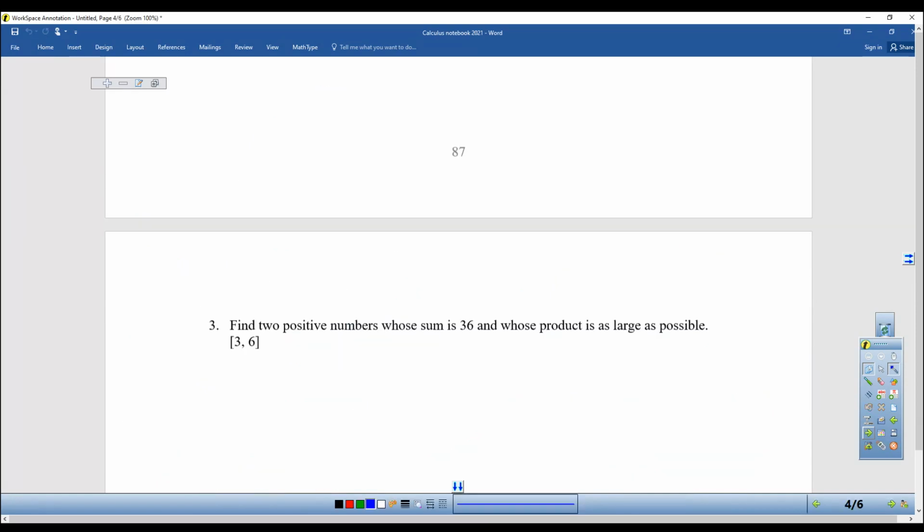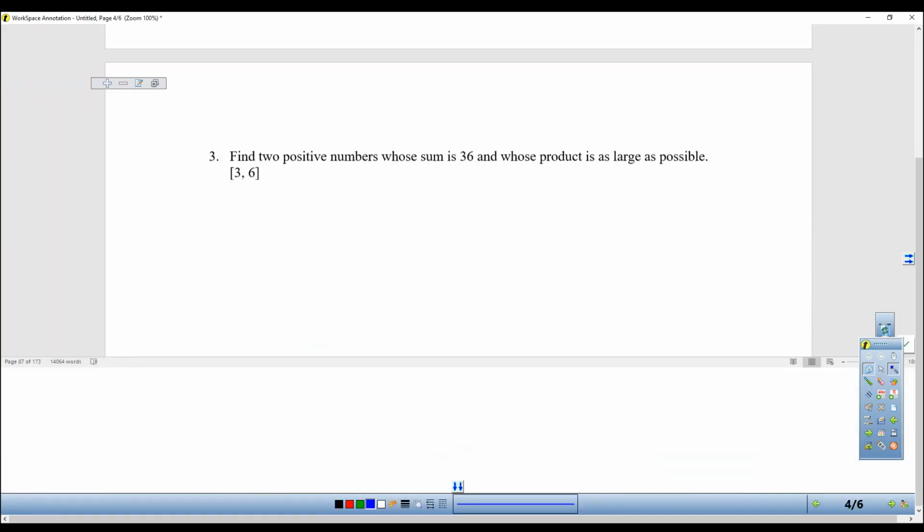All right, number 3. Find two positive numbers. So x is going to be equal to the first number. Y is going to be equal to the second number, whose sum is 36. So x plus y is equal to 36, and whose product is as large as possible.